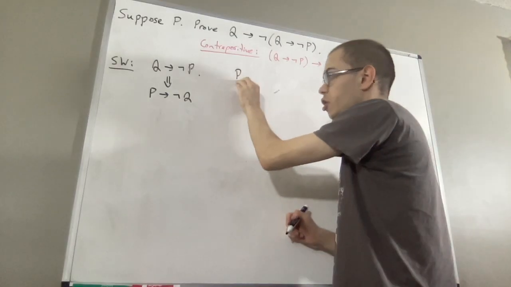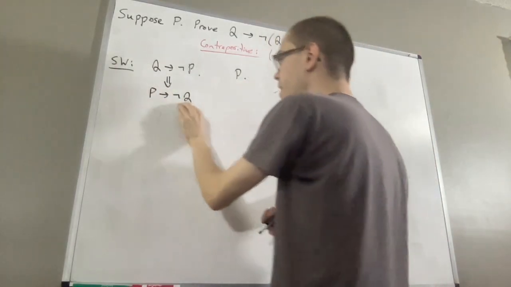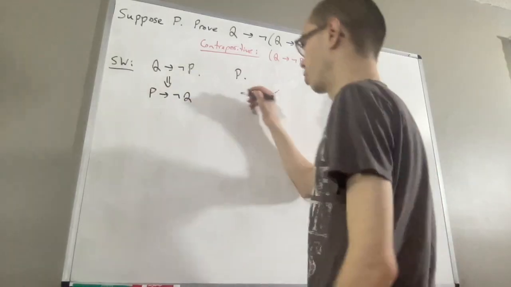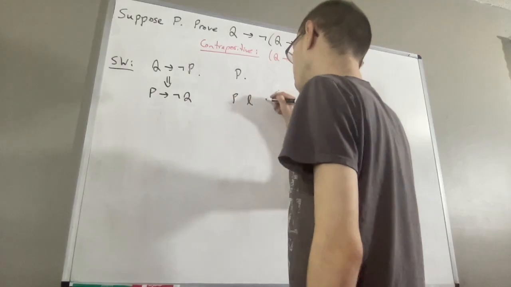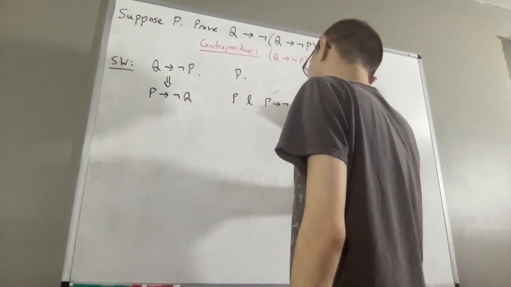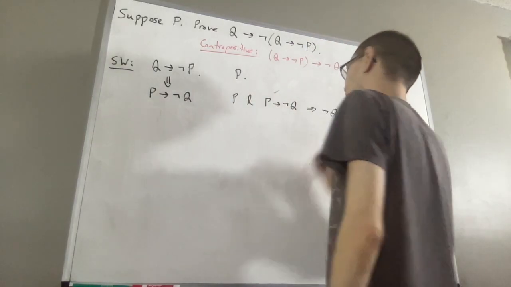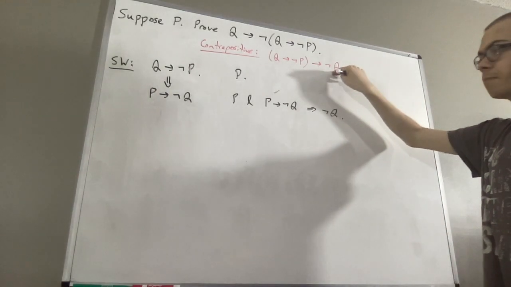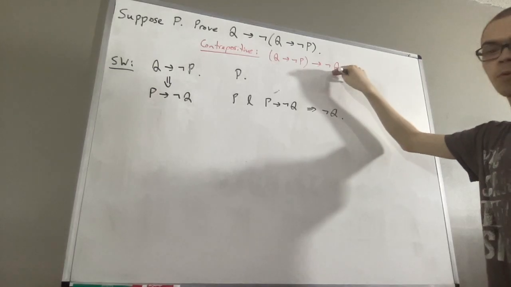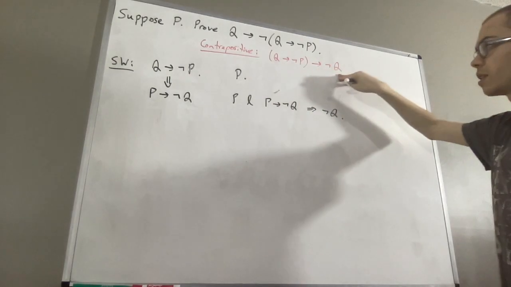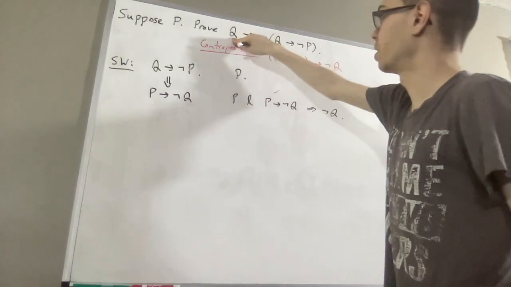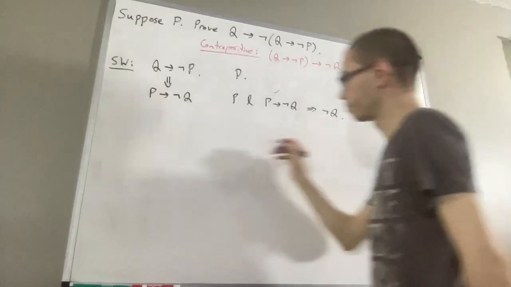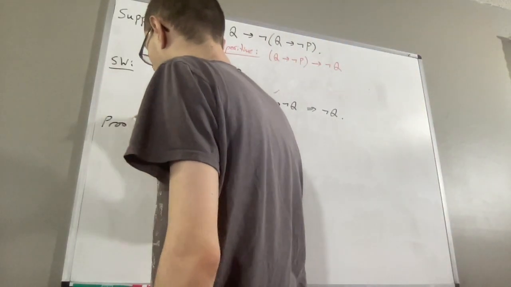So this statement is true. But since we know P is true, and we know if P is true, then not Q is true, we use modus ponens to conclude not Q is true. So since P is true, if P is true, then not Q is true, we can conclude that not Q is true. And that's exactly what we want to deduce. So we have a proof. We can prove this statement. But since this statement is equivalent to this statement, that means we can prove this statement. So that's it. We're ready to write up the proof.